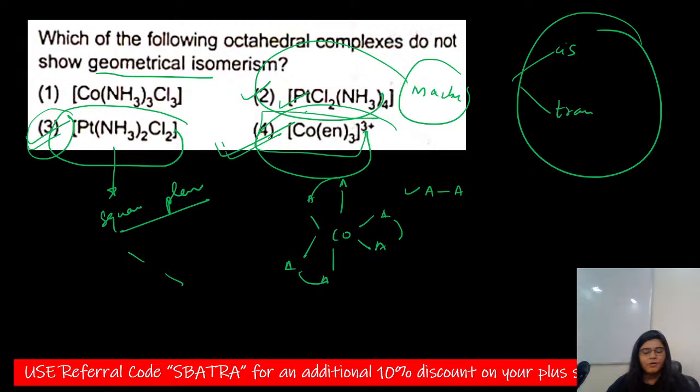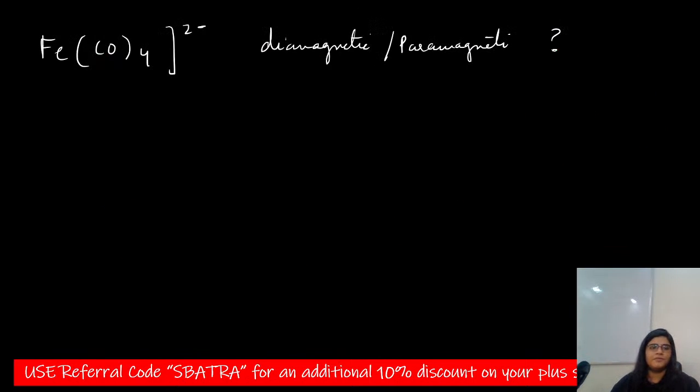I hope all of you are clear with this concept. Theory is very important, and questions are important, but before that we have to approach the theory. From theory only, these concepts should be clear, that this is how we can write down these opposite pairs and how we can find out the geometrical isomers. I hope this is clear to all of you.